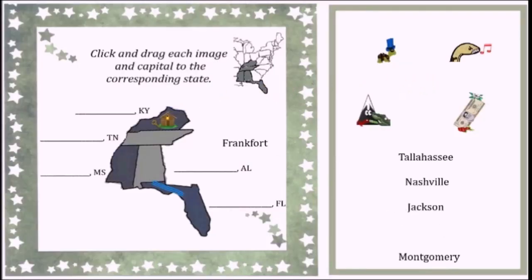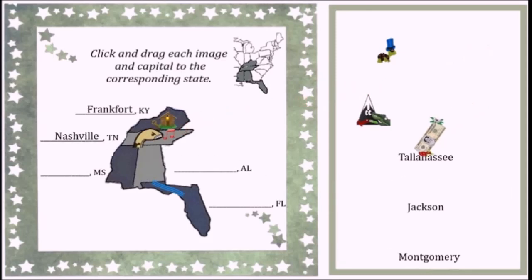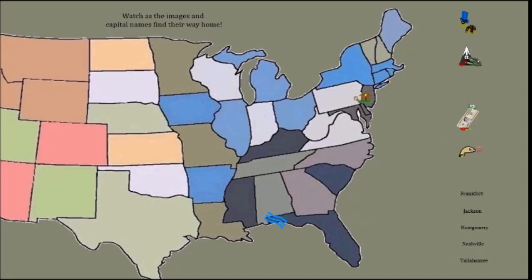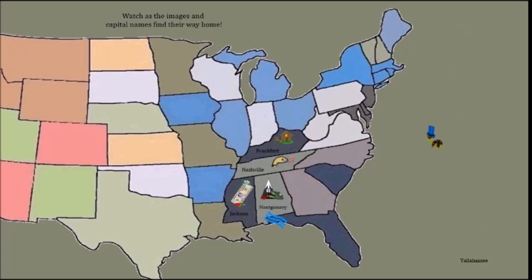First, we have Frank's Fort for Frankfort, Kentucky, the gnashing of the teeth for Nashville, Tennessee, Ms. Jackson for Jackson, Mississippi, the mountain with the gum for Montgomery, Alabama, and the tall hat on the turtle for Tallahassee, Florida. Let's take a look on the big map. Frankfort, Kentucky, Nashville, Tennessee, Jackson, Mississippi, Montgomery, Alabama, and Tallahassee, Florida.